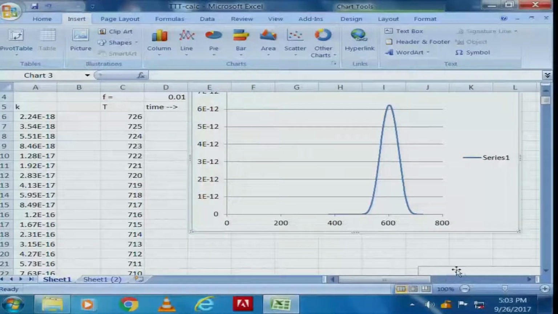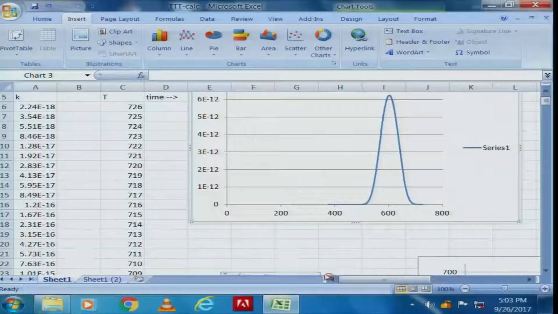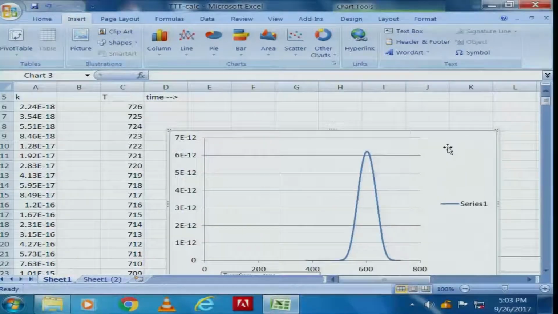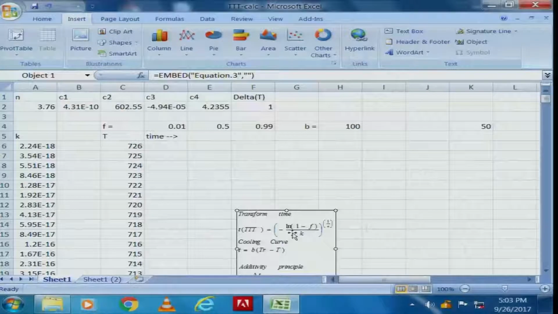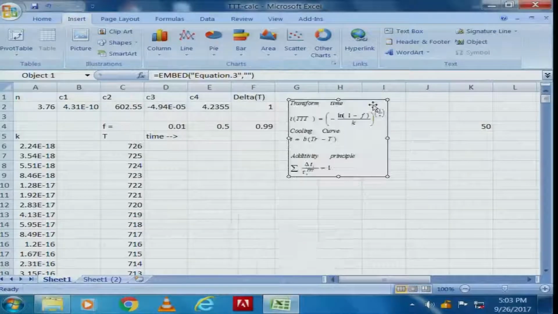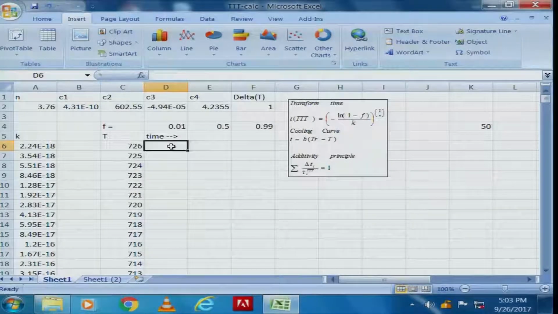Now, let us come down. Just a second, I will get this out of the way and bring this formula box here to help us. Now, I have K values and the temperature values, and I want to calculate the isothermal time at different temperatures. If I hold the sample at 726, how long is it going to take for the transformation to complete 0.01 or 1%, or 50%, or 99%. So, let us begin with the time calculation.